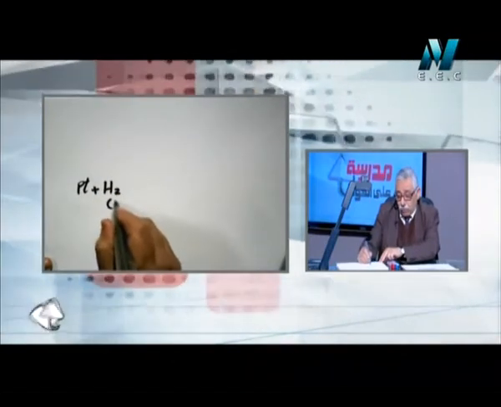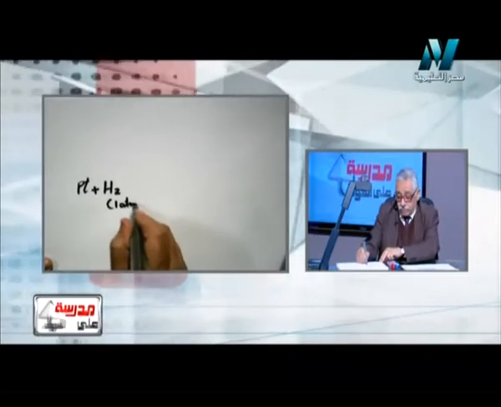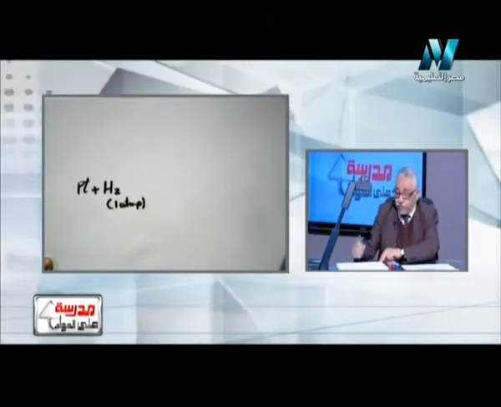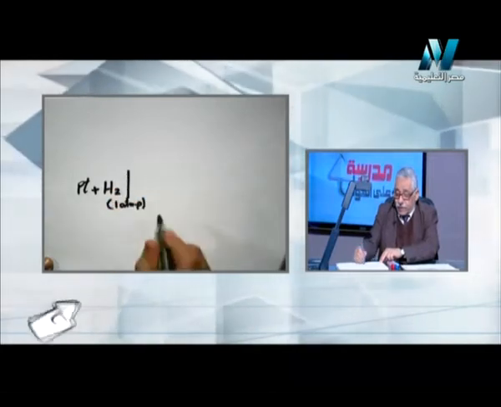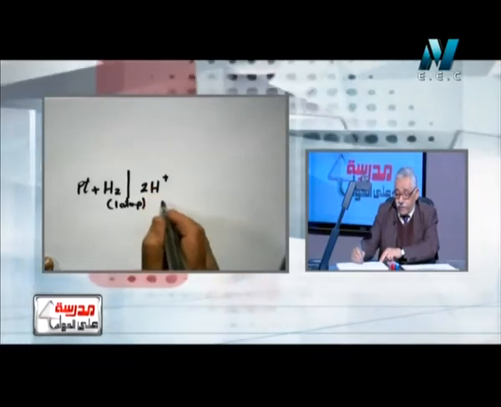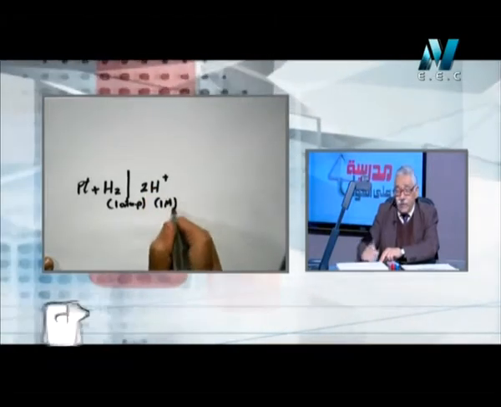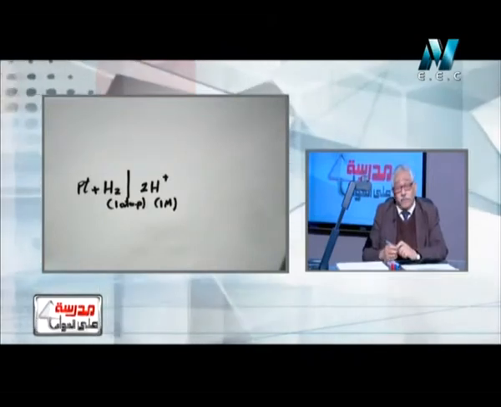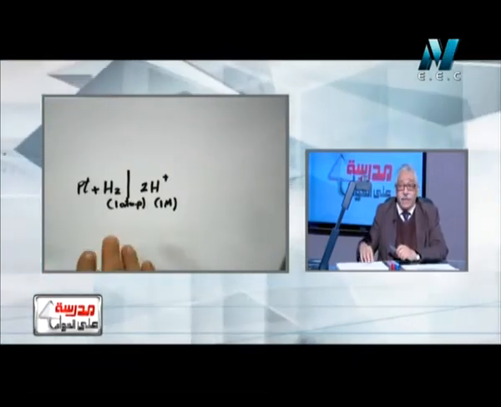Thank you, Mr. Muhammad. Sorry for the interruption. And number 4 is the half cell of the hydrogen electrode: Pt, hydrogen gas at 1 atmospheric pressure, and hydrogen ion 2H+ at 1 molar. This is the expression of the half cell of hydrogen, and it is equal to 0. This is the hydrogen as anode.